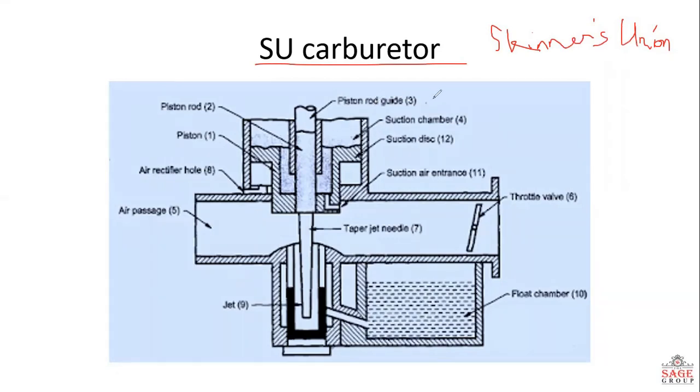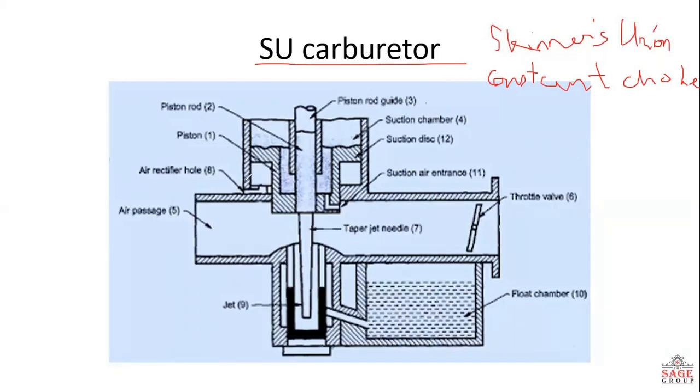It is basically a constant choke type of carburetor. The SU carburetor differs completely, being a constant vacuum or constant depression type with an automatic variable choke. A simplified sketch of this carburetor is shown.